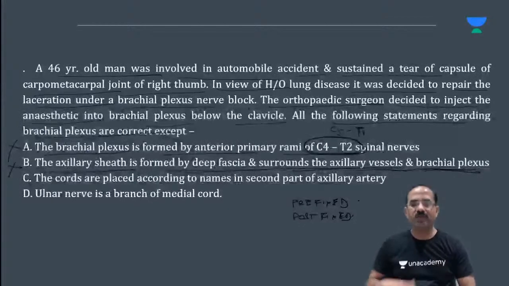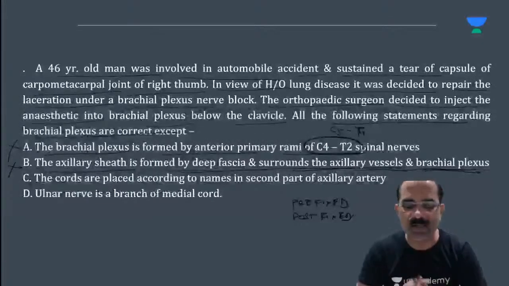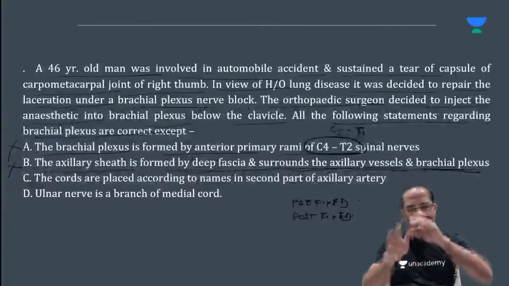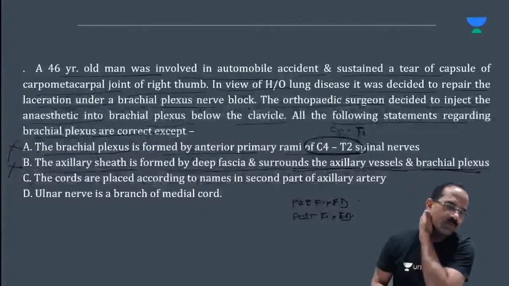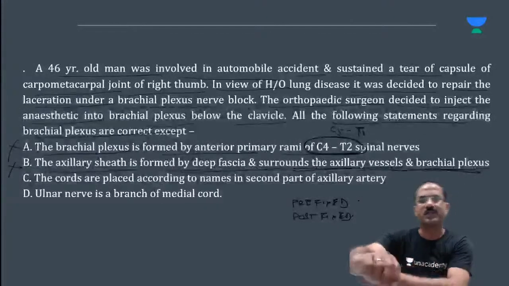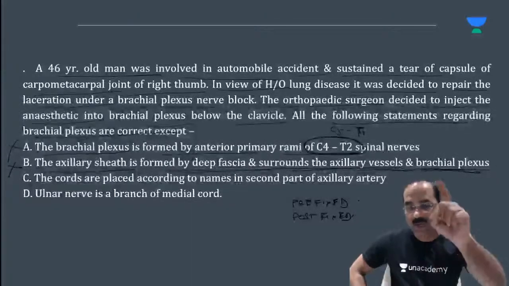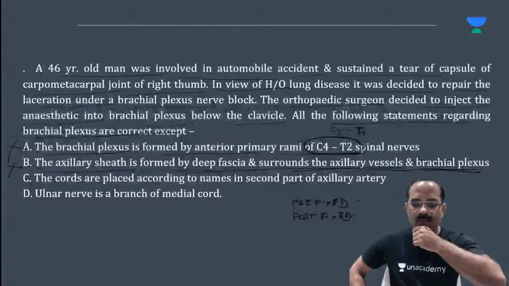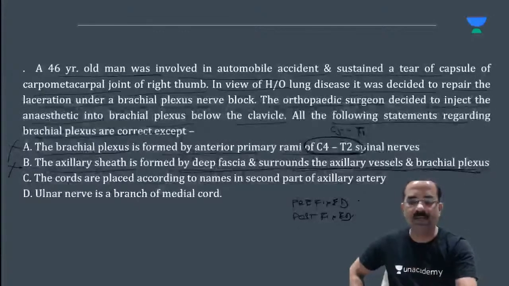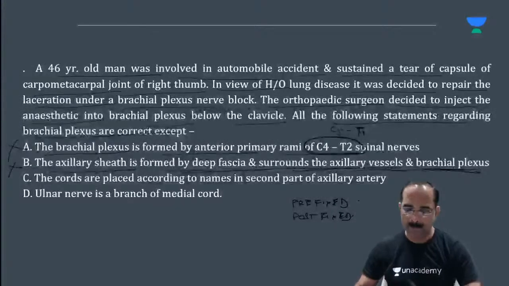Which fascia of the neck comes down into the axilla and surrounds the brachial plexus? That's the prevertebral fascia. The prevertebral fascia from the neck comes down into the axilla and encloses the axillary artery and the brachial plexus. Children, it is not axillary vessels. It is the axillary artery and the brachial plexus.